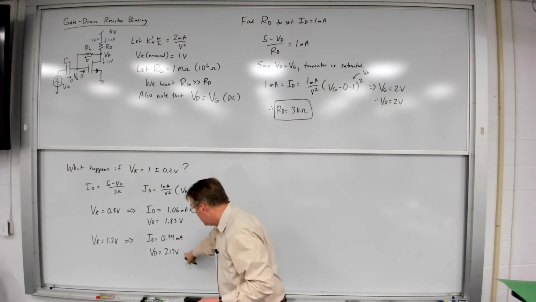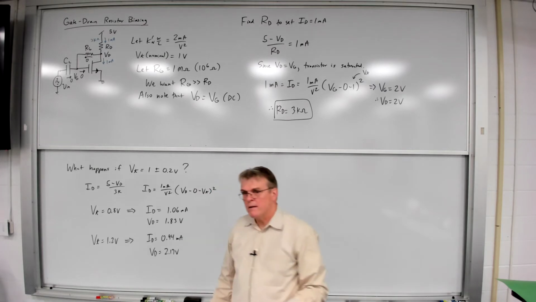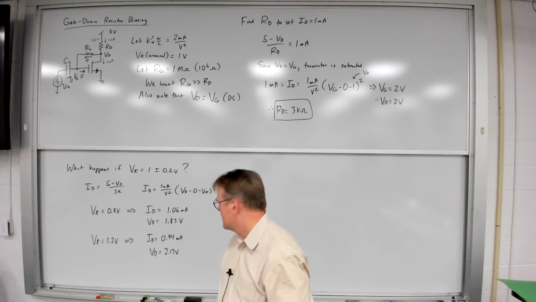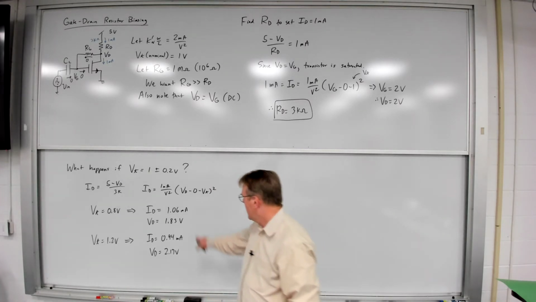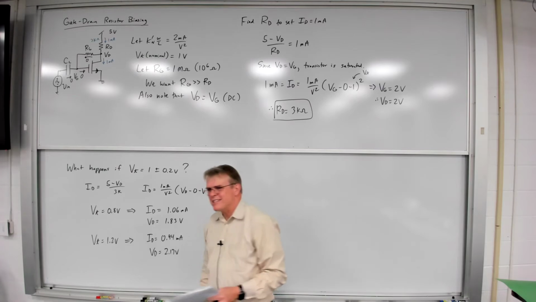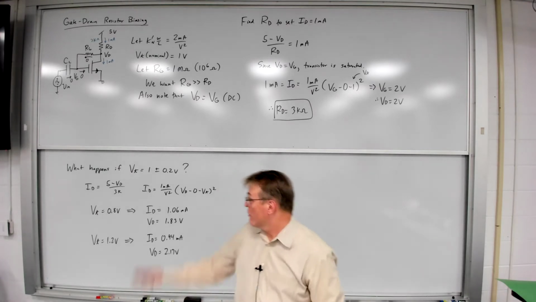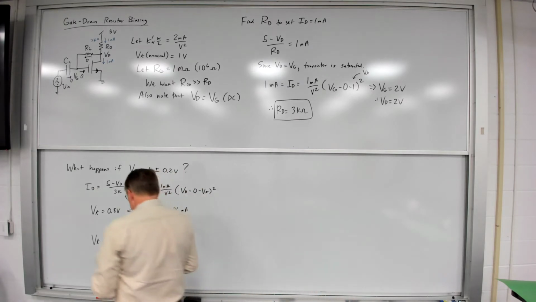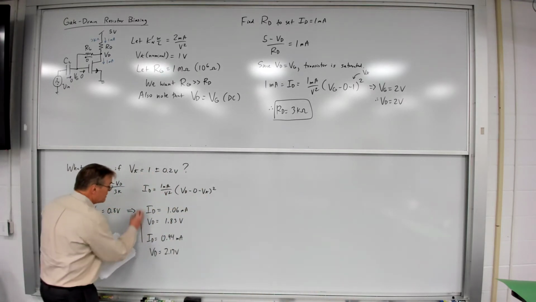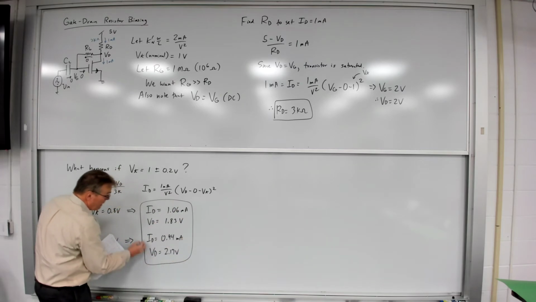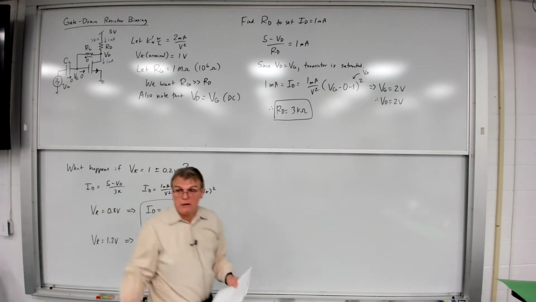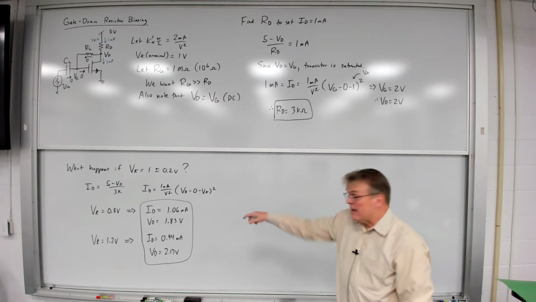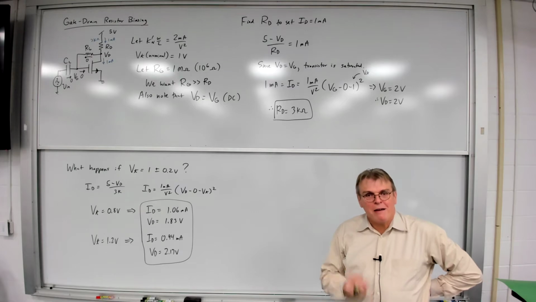So VD moves up and down by, I don't know, say about 8% or so, and ID about 6% or so, for a 20% variation in threshold voltage. Not bad. This is pretty good. This is a fairly stable bias point. Certainly compares just as well to what we looked at before.